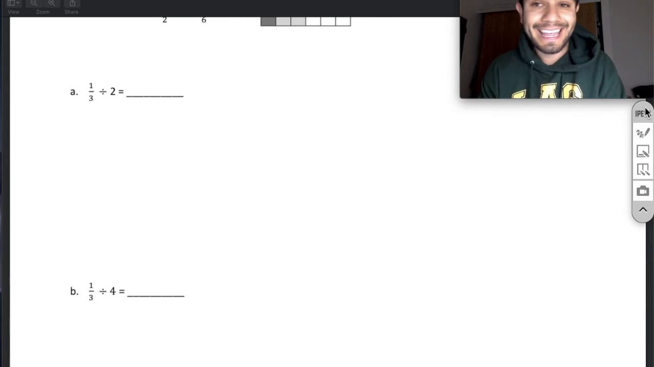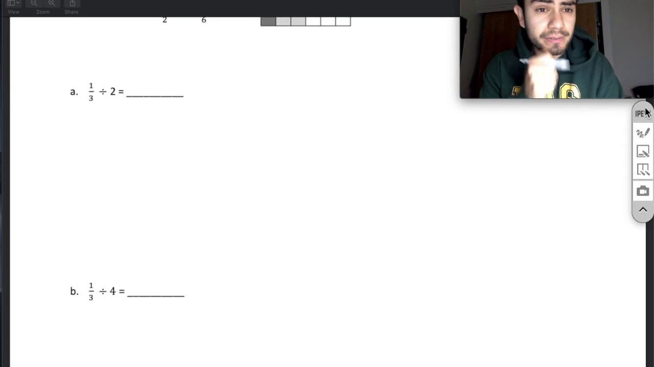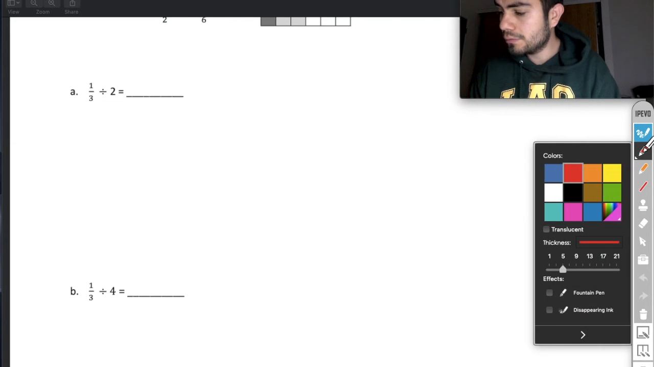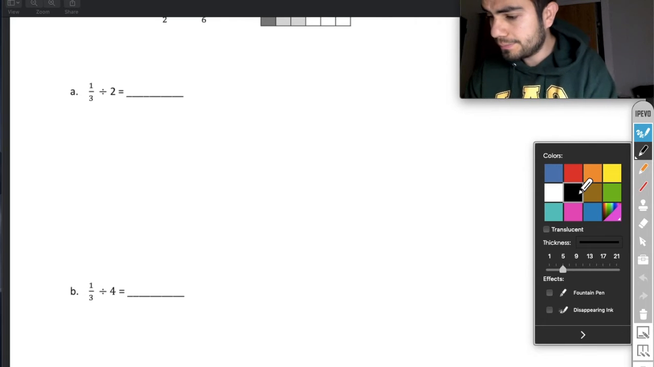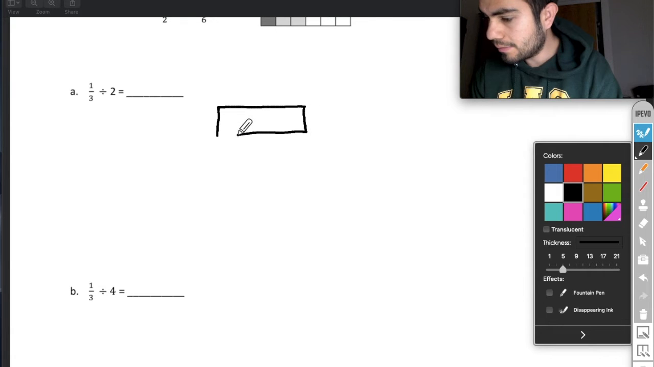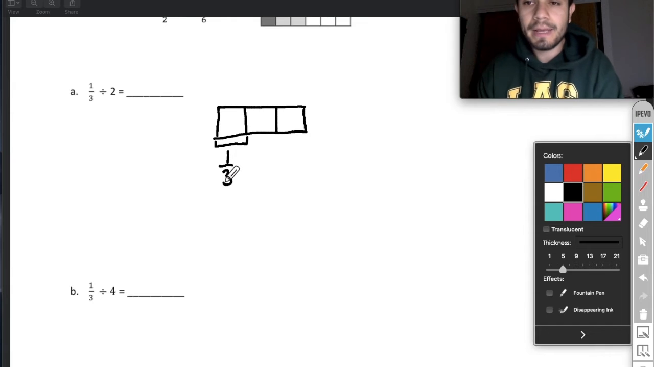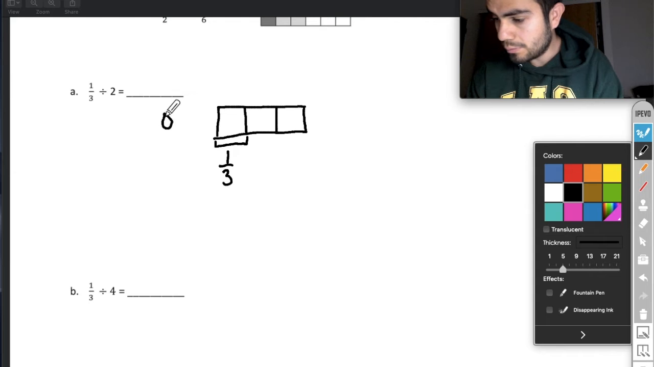Okay, so let's take a look at A here. Now, problem A is telling me to do 1/3 divided by 2. So, just like in the previous problem, I'm going to draw out my area model. So here is my area model. And I'm going to draw out 1/3. Okay, so now here is my 1/3. And I want to divide that by 2. So let's draw out 2 people here for reference.